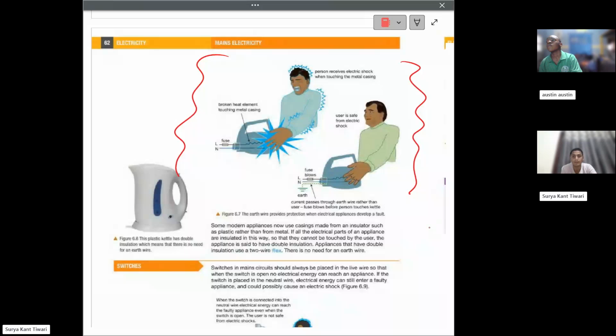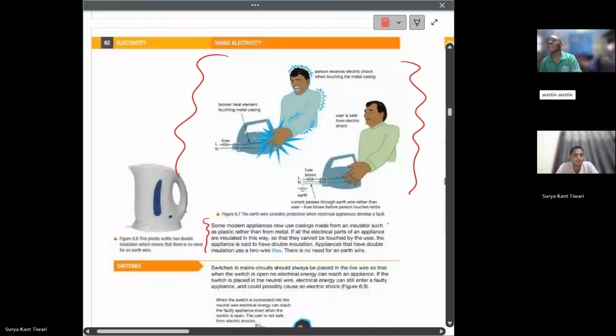Can you read this paragraph? Yes, sir. Some modern appliances now use casing made from an insulator such as plastic rather than from metal. If all the electrical parts of an appliance are insulated in this way so that they cannot be touched by the users, the appliance is said to have double insulation. Appliances that have double insulation use a two-wire flex. There is no need for an earth wire.